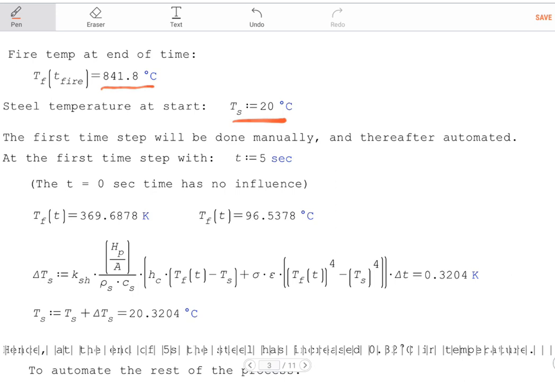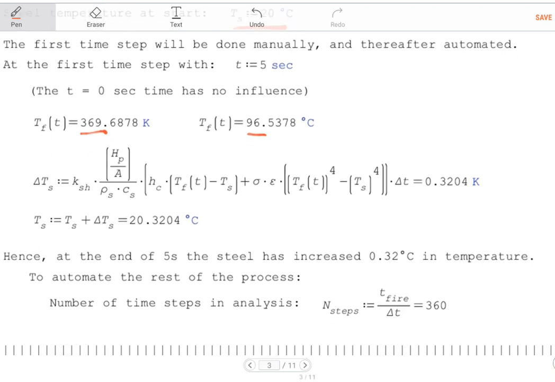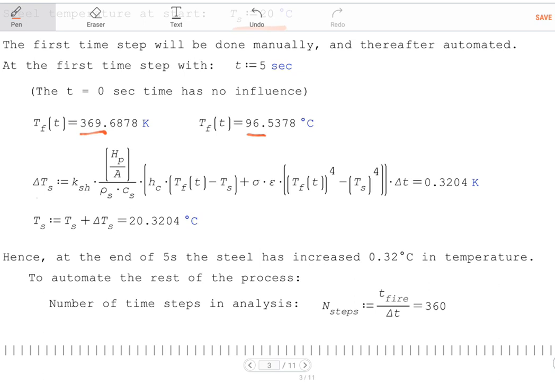Once we've done that, you can double check the first step of your calculations, then the rest will be automated with a for loop. So the temperature of our fire after 5 seconds is either 369.7 Kelvin or 96.6 degrees Celsius. They are the same thing, just one in Celsius, one in Kelvin. So the change in temperature of our steel is given, and we find out that it is 0.32 degrees Kelvin or degrees Celsius. But I'll discuss just now why I'm outputting values in Kelvin for a change.